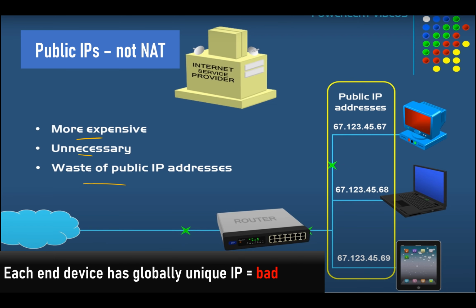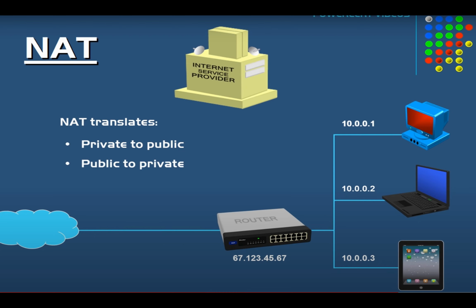Right, so in this case, since each end device has a globally unique public IP, that's going to be bad. So this is where we're going to look at NAT, or network address translation. As mentioned, it's going to convert from private IPs to public IPs, and likewise the other way, public IPs to private IPs.